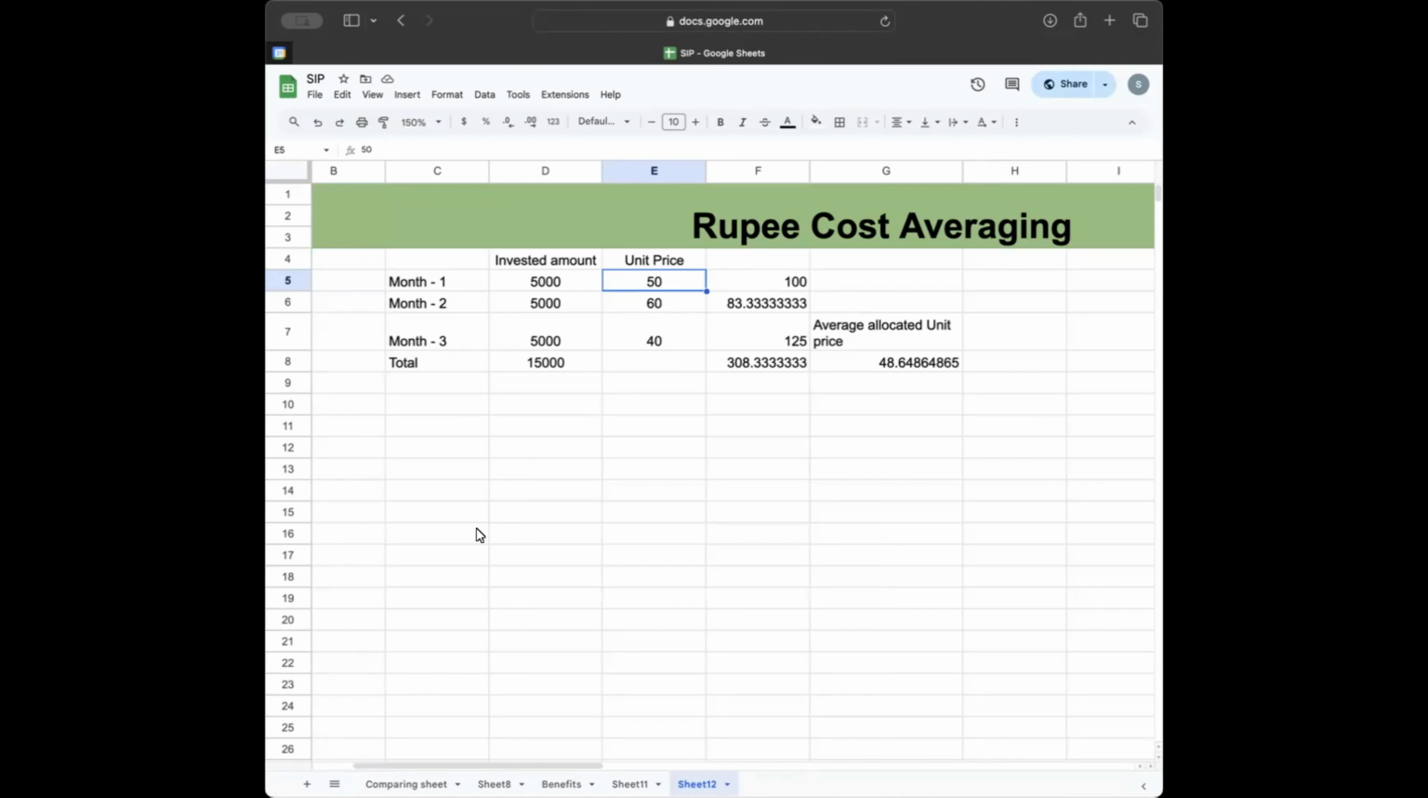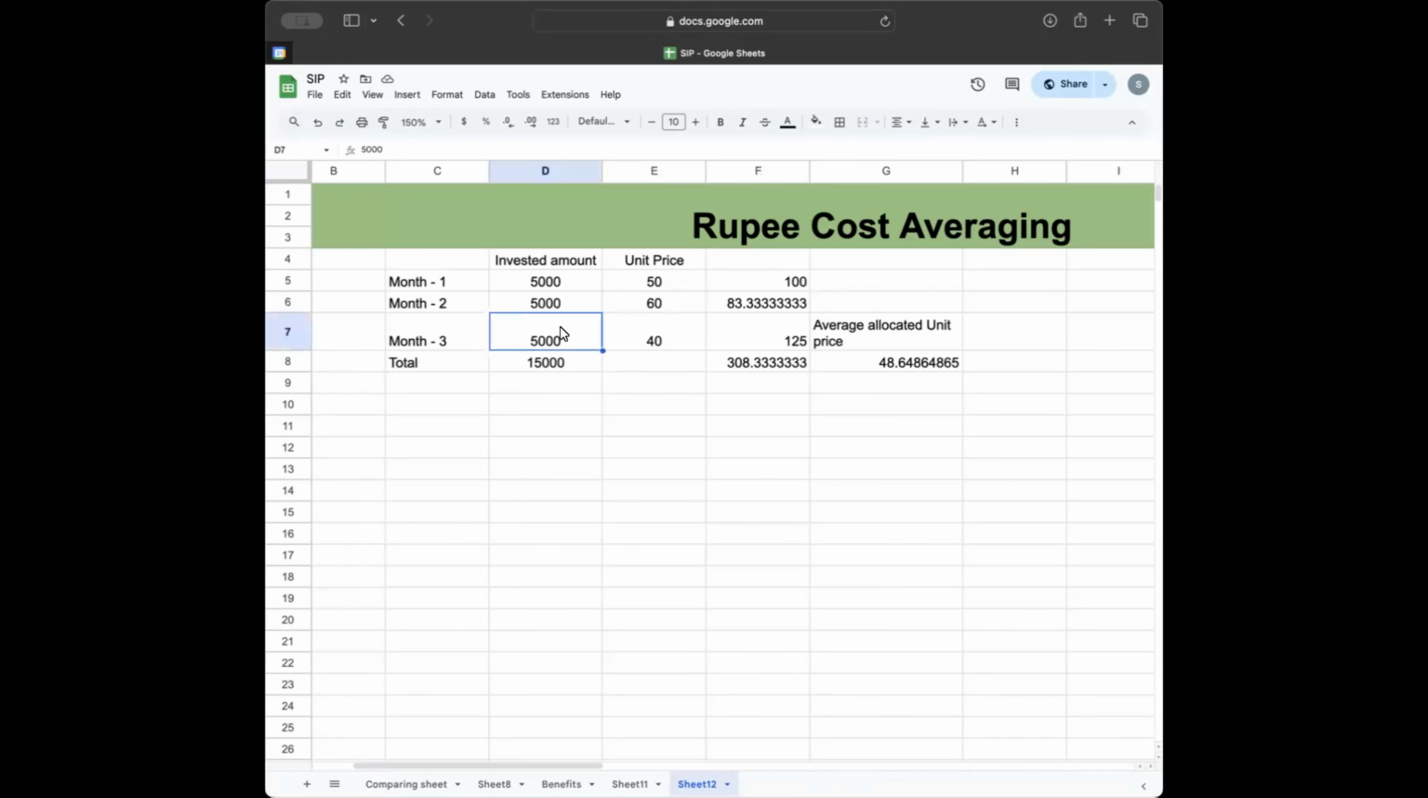All right. The next benefit we are going to discuss is rupee cost averaging. Let me explain this concept with an example. Imagine every month I decide to invest 5,000 into a mutual fund. In the first month, the unit price of the fund is 50. So I'll get 100 units for my 5,000. Now let's say in the second month, the market spikes and the unit price is now 60. Now for the same 5,000, I'll get only 83 units allocated.